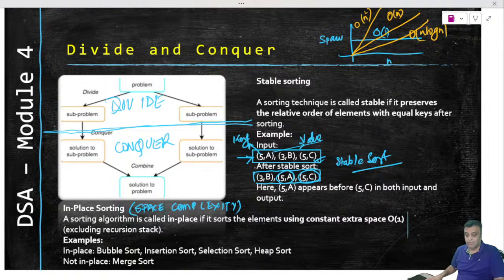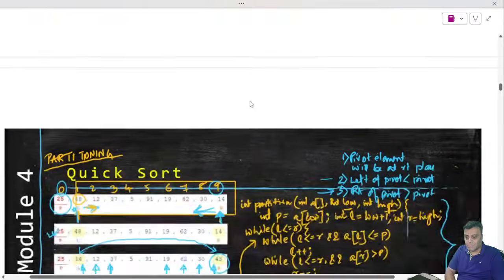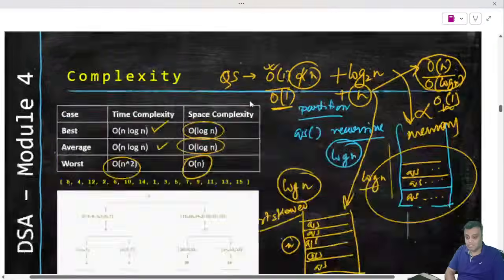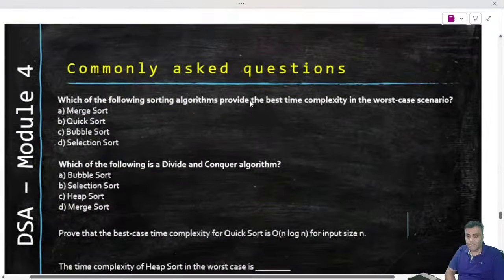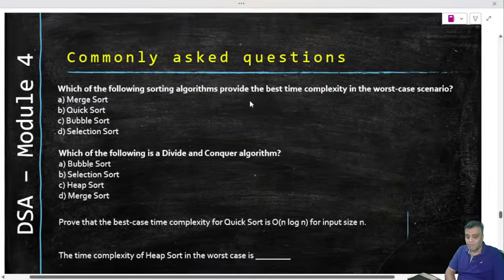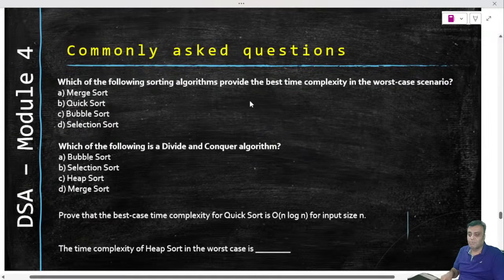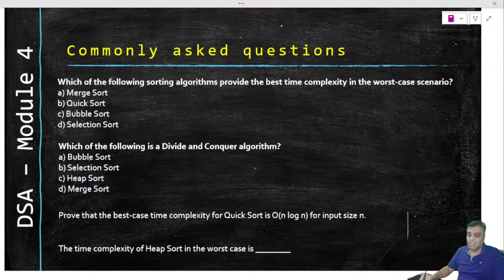Now what is left is the questions. Let us quickly finish that. We have 15 minutes and we'll finish in 15 minutes only. Because most of the questions are already covered, if you see here, which of the following sorting algorithms provide the best time complexity in the worst case scenario? Quick sort doesn't provide the best time complexity because it takes n square. Because I told you, partitioning, you don't know where it will partition. If it is sorted, then it will take n square. Bubble sort takes n square. Selection sort takes n square. The answer is merge sort, n log n.